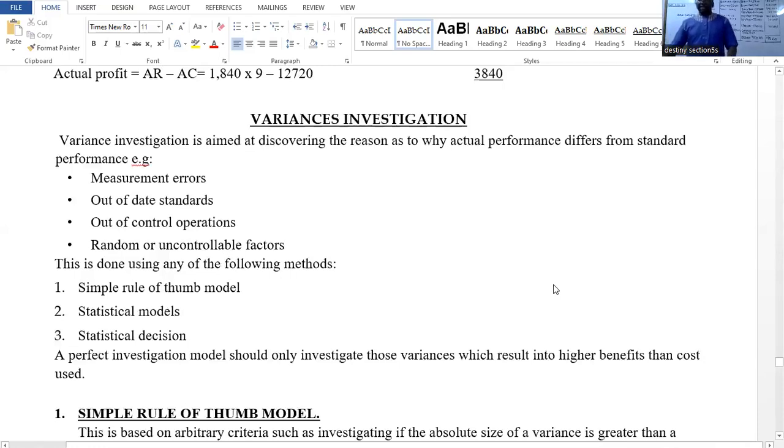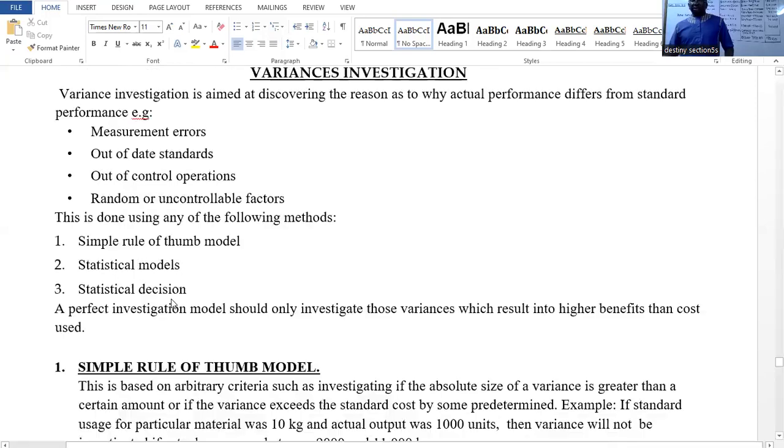Now, variance investigation is done in three ways. One, there is what we call a simple rule of thumb. There is what we call the statistical models, and there is what we call the statistical division. Now, a perfect investigation model should only investigate those variances which result in higher benefits than the cost that is used.